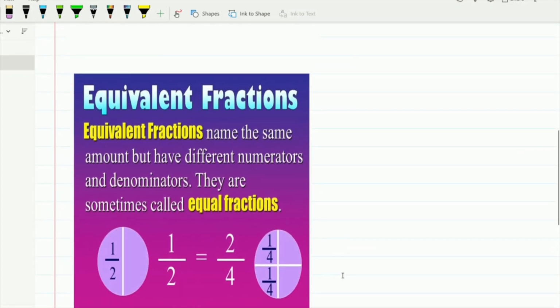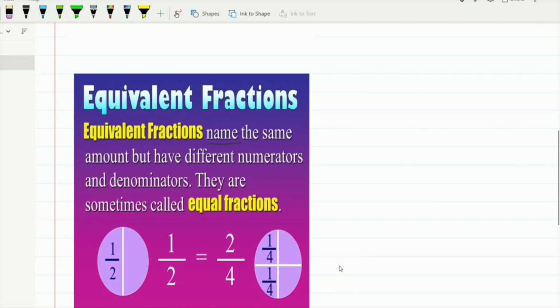So we can go to the next one, equivalent fractions. In equivalent fractions, the given definition: equivalent fractions name the same amount but have different numerators and denominators. If you look at the fractions, we feel the fractions are different, but the value of the fraction will be the same.